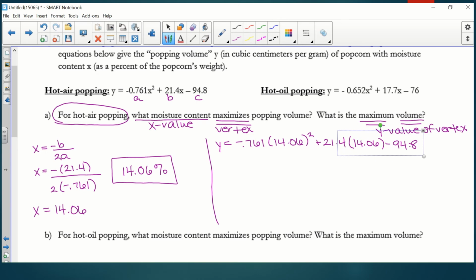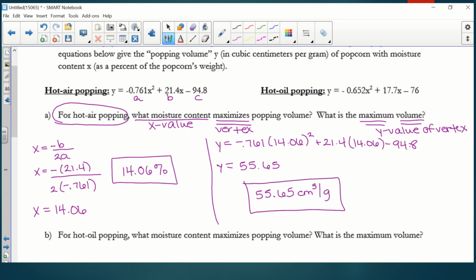All right, looking good here. So simplifying, again, just basically plugging this right into your calculator, I end up with 55.65, and again, this is rounding to the nearest hundredth. So what does this mean in the context of the problem? Y represents the popping volume in cubic centimeters per gram. So we're going to say 55.65 cubic centimeters per gram.